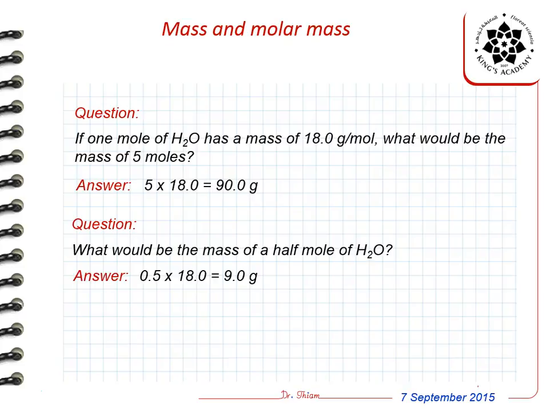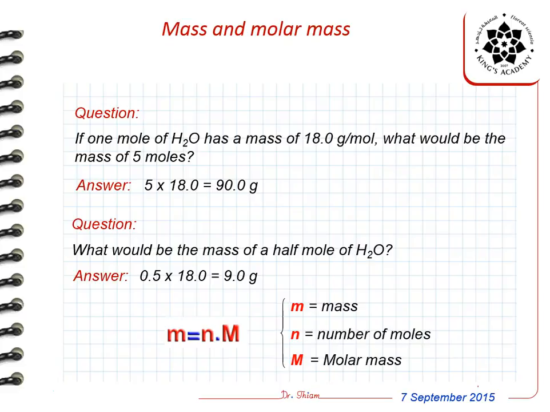Now, if we take into consideration these 2 examples, can we come up with a formula? Yes. Here it is. Mass is equal to number of moles times molar mass. So now you have these 2 formulas that you need to remember. This one, mass equals number of moles times molar mass, and the previous one, which is number of particles equals number of moles times Avogadro's number. Keep these 2 equations in mind. We will be using them all the time.